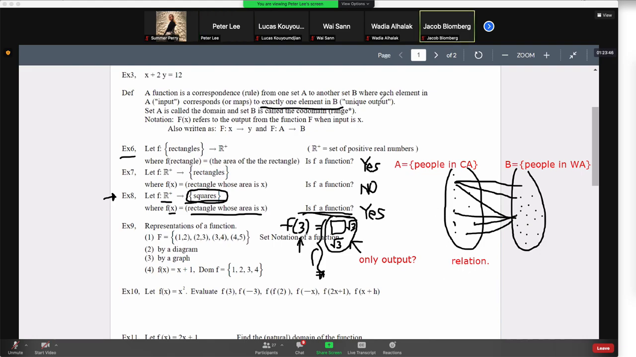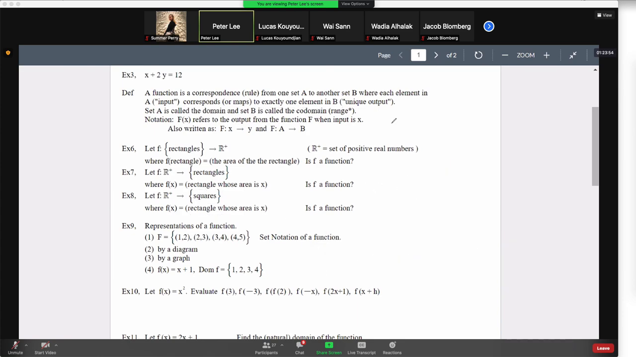Okay, let me give you another example here. Since I've run out of examples here, let me save this, and then I'm going to clear all this. So let me now say this example. Let's say A, let A equal, how about this, US states.